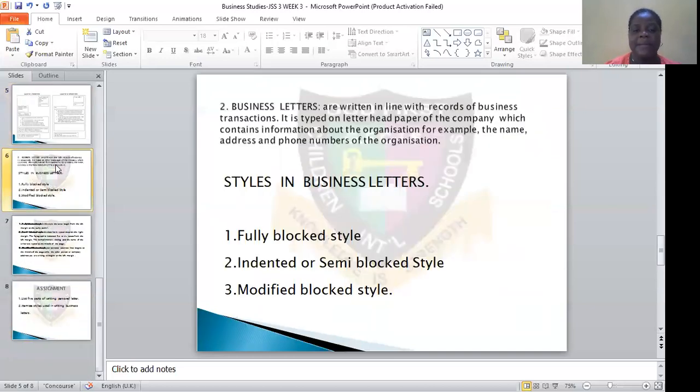Then the business letters are the letters that you write when you are doing your business transactions. And you cannot just write it on a plain sheet. You have to write it on a letterhead paper of the company. It contains the information of the organization, such as the name of the organization, the address where the organization can be located, and the phone number of the organization, how you can reach the organization.